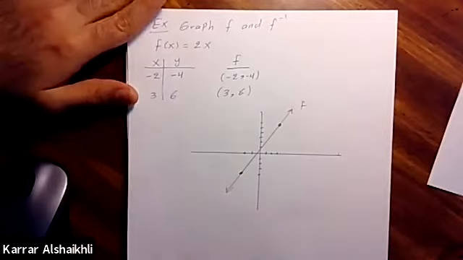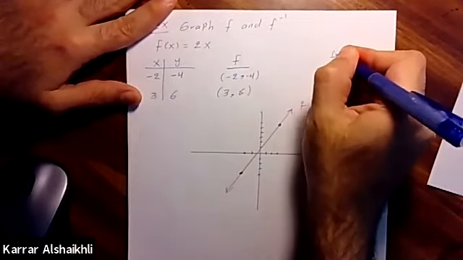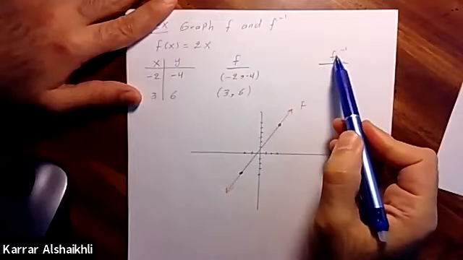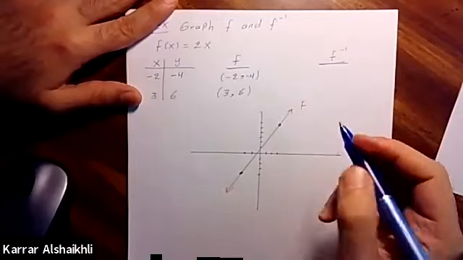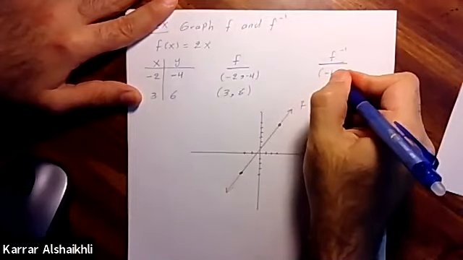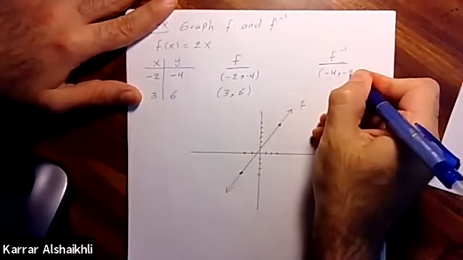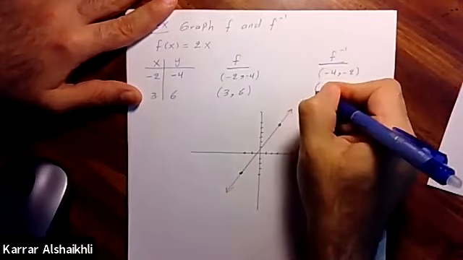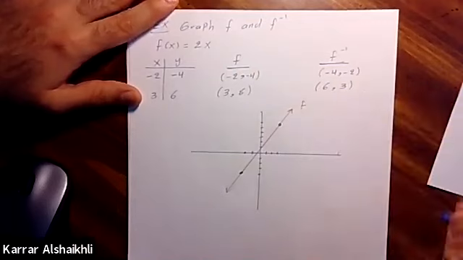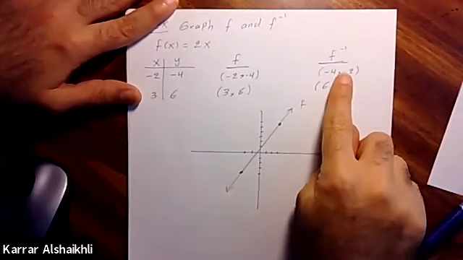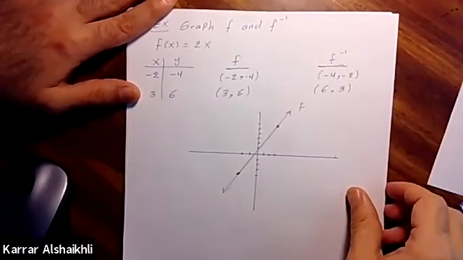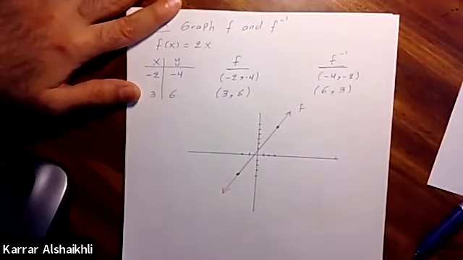Now I need to graph the inverse of f. To graph the inverse of f, we're just going to flip these 2 points. So it's going to be -4 and -2. And flipping the second point gives 6, 3. Now I'm going to graph these 2 points to get the graph of the inverse of f.